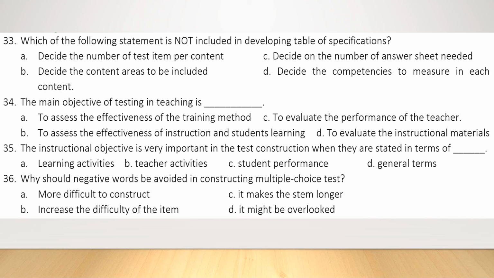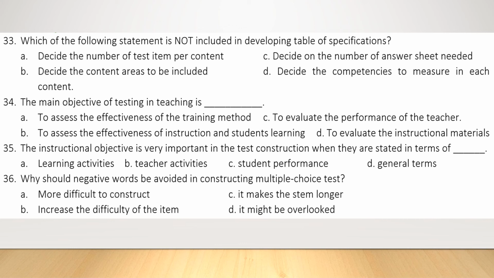Number 35. The instructional objective is very important in a test construction when they are stated in terms of, the correct answer is letter C, student performance. So, kini mga teachers, I know na yung mga teachers na ninyo ari, di ba? Sa atong lesson plan, we are to write instructional objectives in a particular lesson. So, of course, our instructional objective should be behavioral and observable. So it should be performed by the students. It should be, or it can be performed and acted out or demonstrated by the student after the discussion. So therefore, these are stated in terms of student performance.